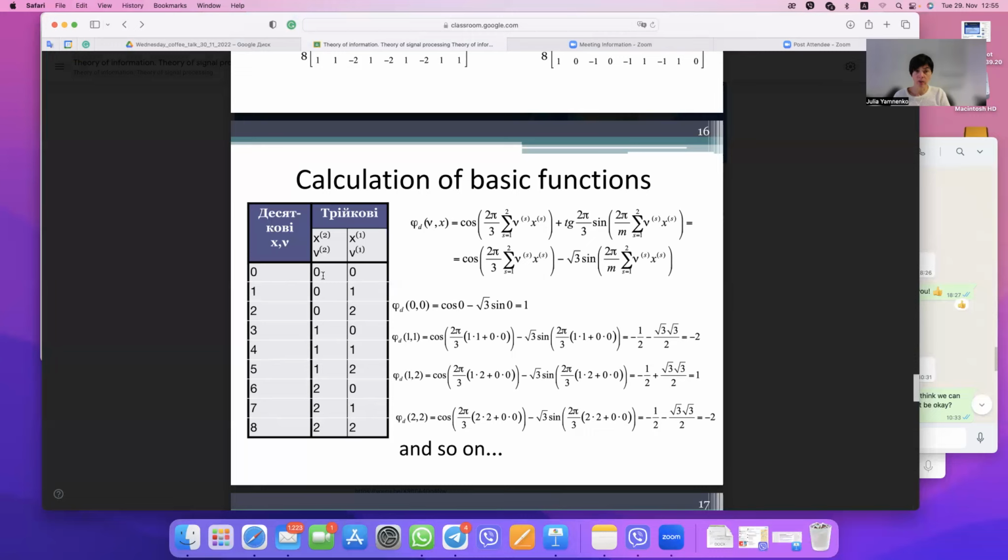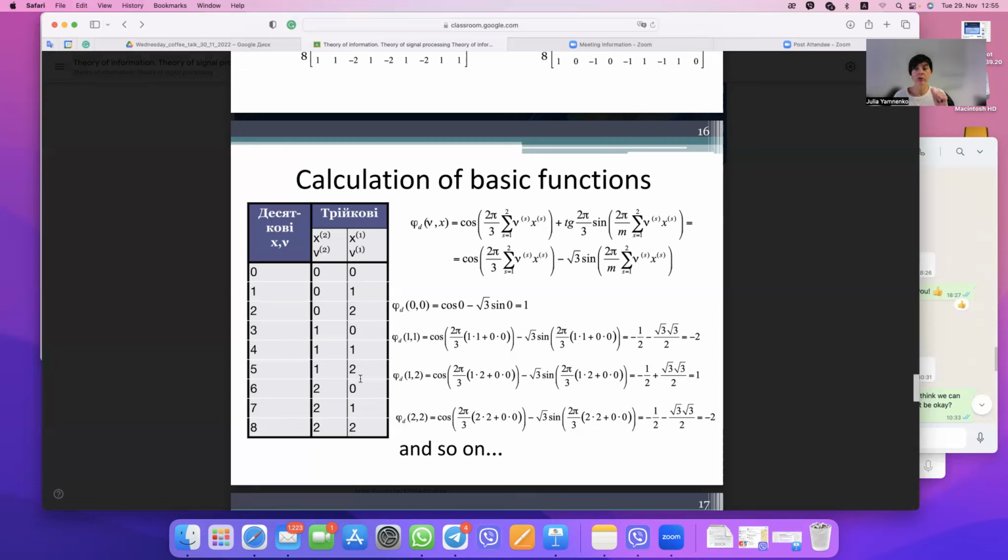Okay, so 0 is represented by 2 zeros. This is like 2 positions in the ternary counting system. Then 1, 0, 0. Then 2, 0, 2. 3, 1, 0. 4, 1, 1, and so on.